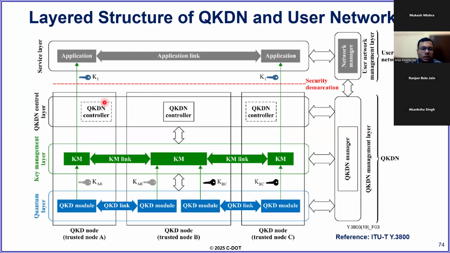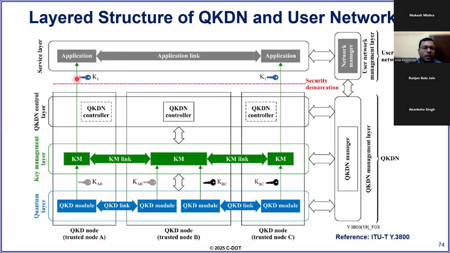So it means while you are working with QKD and generating keys, you are only responsible for the security of the keys till you are below this line. Once the keys leave your system and are given to application entities, routers or encryptors, it is not your responsibility to ensure the security of the keys. So that's why it is called a security demarcation.